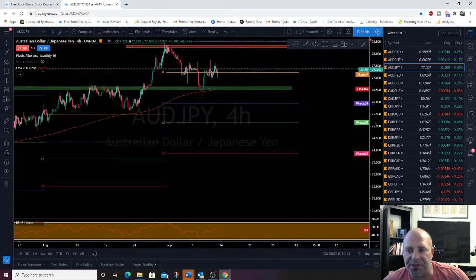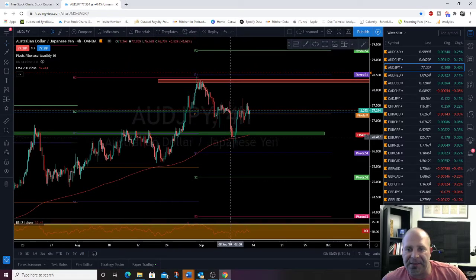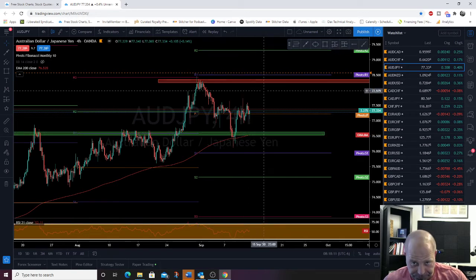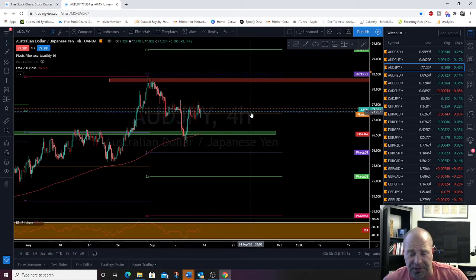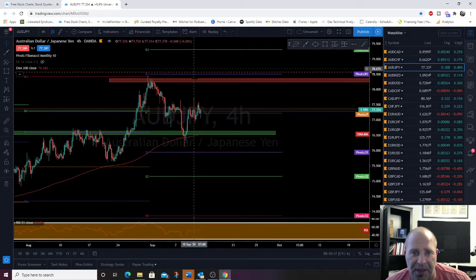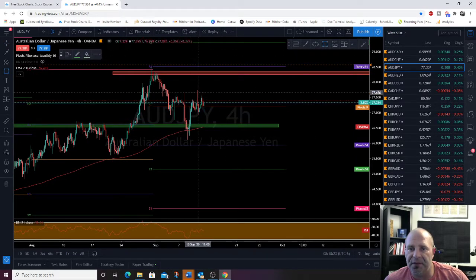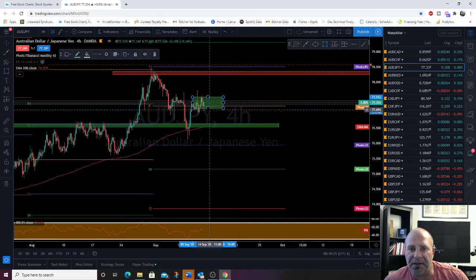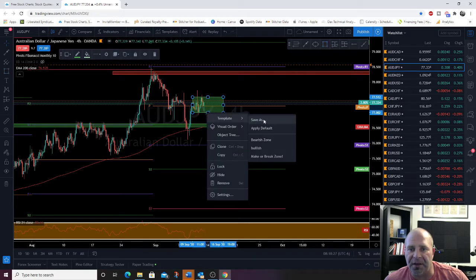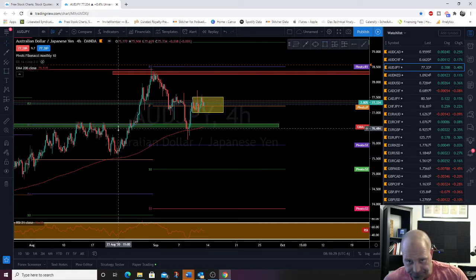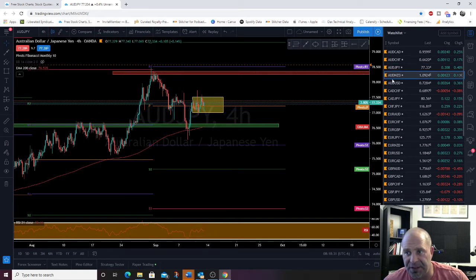Australian dollar, JPY, kind of the same thing. We hit this 200 period moving average, former resistance, confirmed support. Now we're hugging the monthly pivots, and we're going to have to see a little break of this area right here before we really get too crazy of direction.